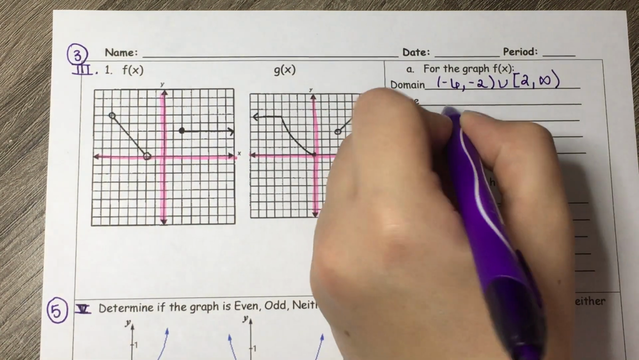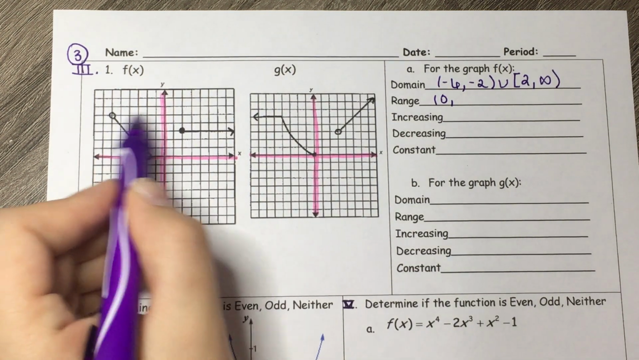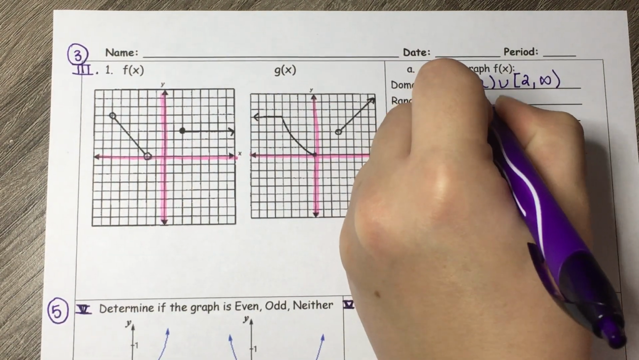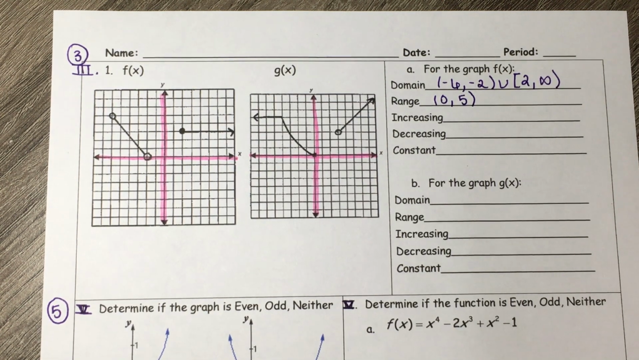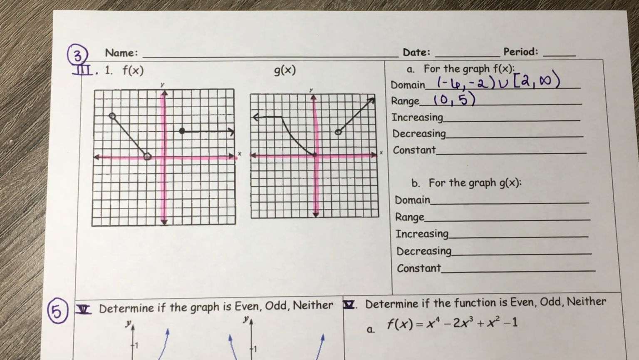Our lowest y value is 0, and it's not inclusive. And then we go all the way up to our highest y value, which is 5 here, and that's also not inclusive. Now it's time for intervals of increasing, decreasing, constant, where we're always going to have parentheses no matter what, and we're looking at those x values.